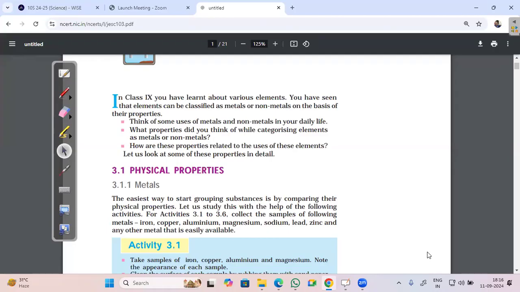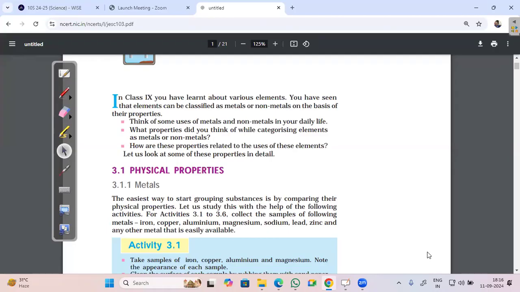Does it break into pieces or does it change its shape? For example, if you hammer a piece of coal, it will shatter into pieces. If you hammer a glass, it will shatter into pieces. But if you hammer an iron piece or an iron coin, it won't shatter into pieces. It will change its shape. So these are the physical properties which we can easily identify.